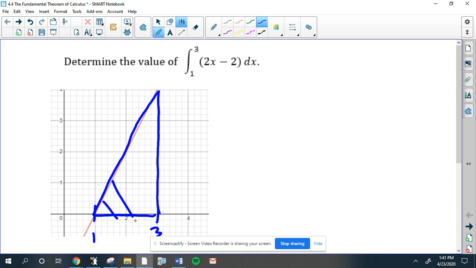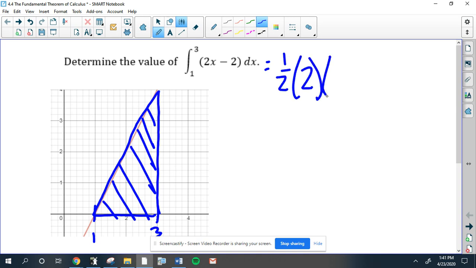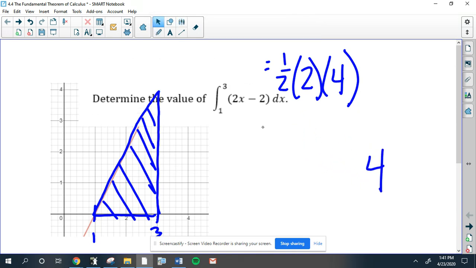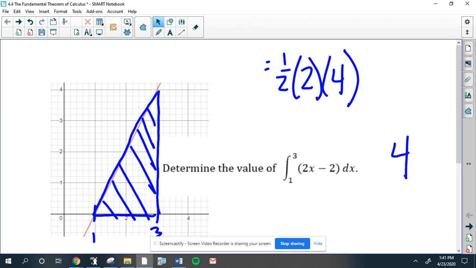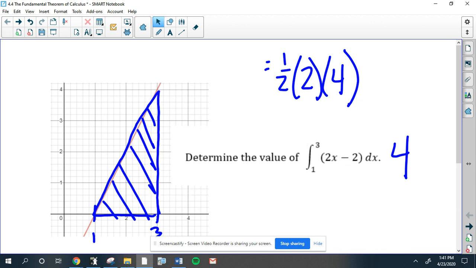So the area of this triangle is 1/2 base, which is 2, times height, which is 4. So 1/2 times 2 times 4 is 4. So this definite integral equals 4. That was easy. We knew that. We could do that for basically any line.